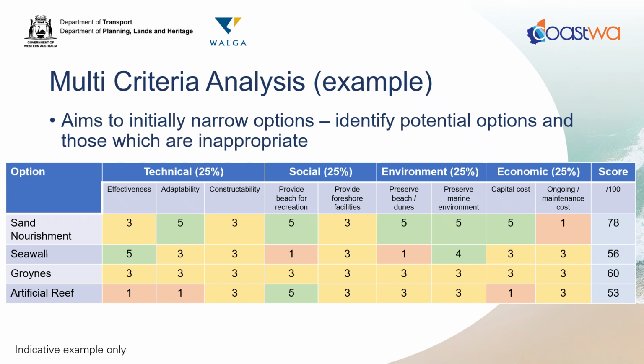As an example, what you would then do is put all of those scores, your 1 to 5 scores, into a matrix such as this, apply the weighting and work out the scores, and then rank between these options. So in this particular example where we're looking at a protect option, you can see that the sand nourishment example came out far higher. This may guide you to a single preferred option to take further, or it might guide you to several potential options which you want to explore in a bit more detail.